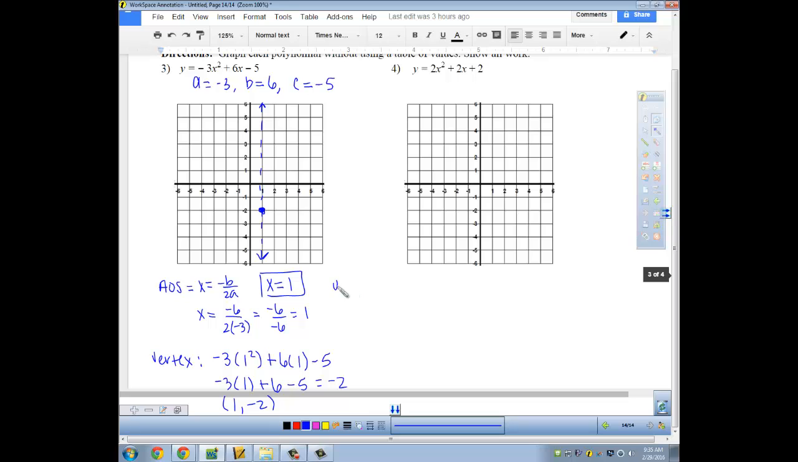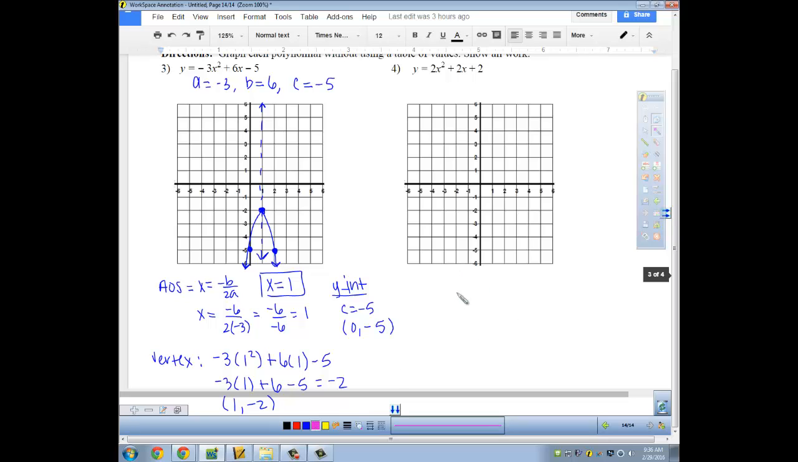And then find my y-intercept. So c was negative 5. So my y-intercept should be at (0, negative 5). So right there. Now, I only have 2 points, but remember, everything is symmetric, so I can assume that on the other side, there's going to be a dot right there. So connect your dots, and there should be a slight curve to it. So that would be my graph.